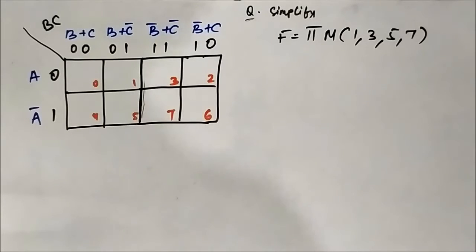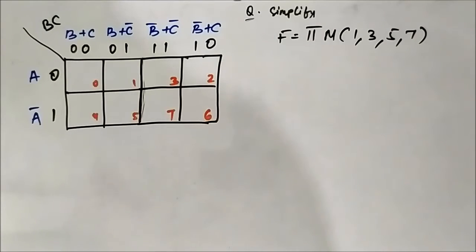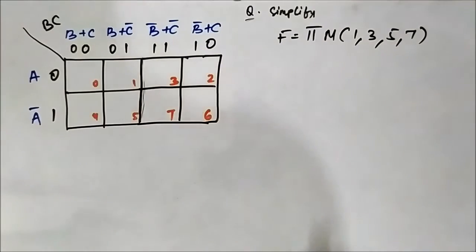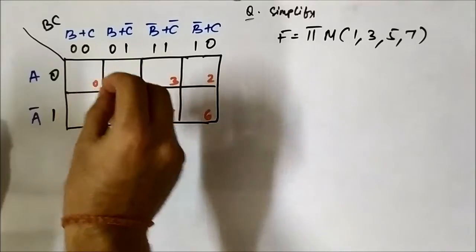So this is another question on POS K-map simplification. We have the Boolean expression given directly in max term form. So it is very easy, very convenient. Directly we can mark the respective cells here.